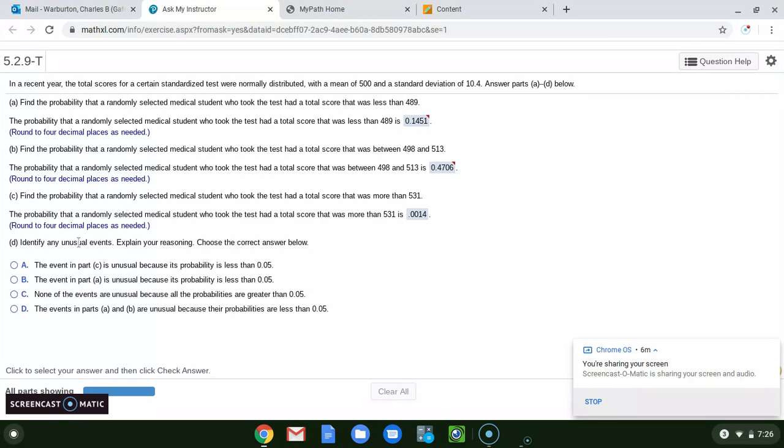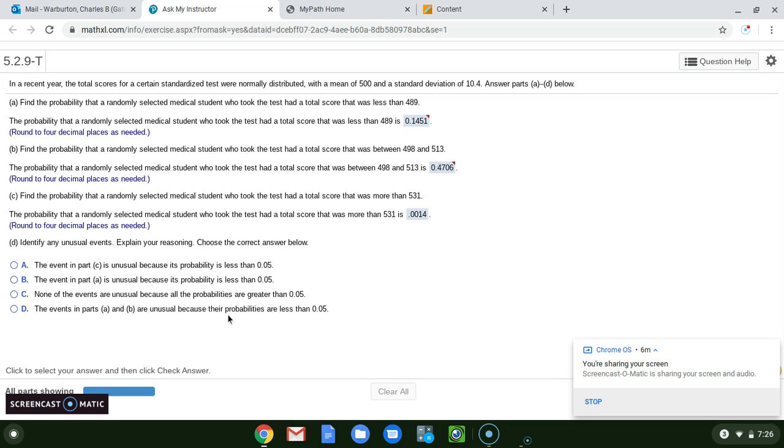Here we go. Identify any unusual events. Explain your reasoning. The unusual event is in part C because the probability is less than 0.05. That's true. Part A, because it's less, no, part A is not less than 0.05, so that's not true. None of the events are unusual. That's not true. C is unusual.